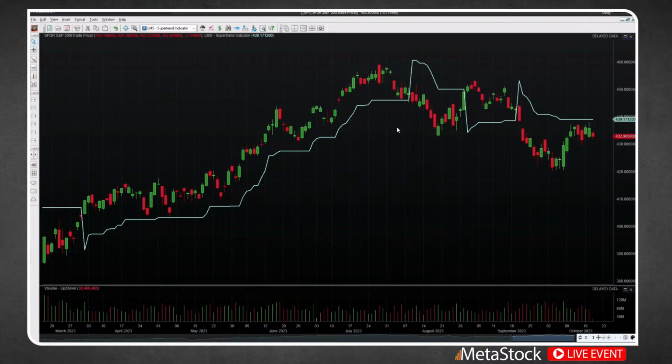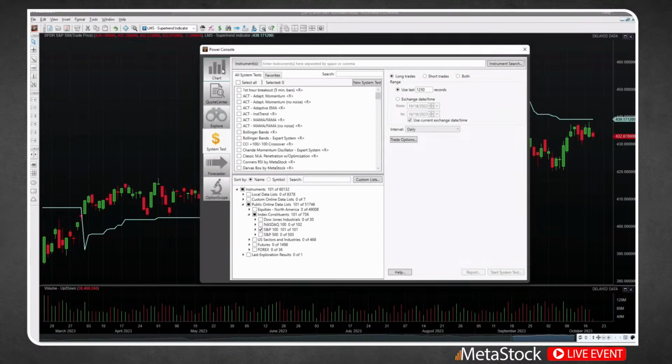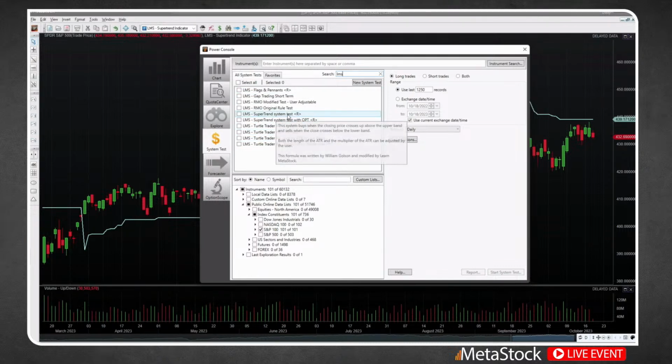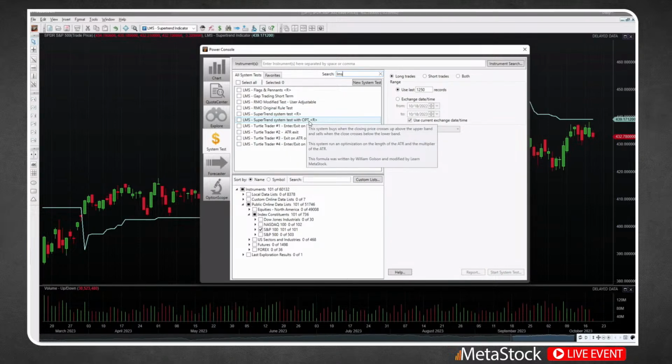So the real beauty of another power tool you have inside the program is a system tester, which allows you to objectively look at this data. And once you objectively look at this data, it'll tell you exactly where it bought, where it sold, whether you like that or not, and tell you how much money you either made or lost. So for the trading strategy that I created here, if you go up here and do a search on LMS, for example, that'll group my different systems that are installed on this computer together. And you'll see that I've created two different system tests. I've created a regular system test, and I also created one with optimization.